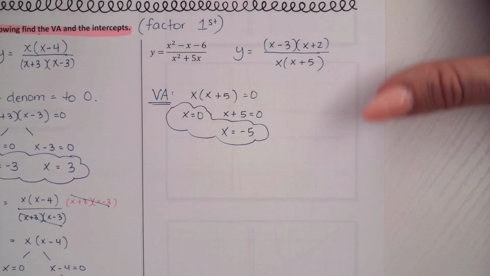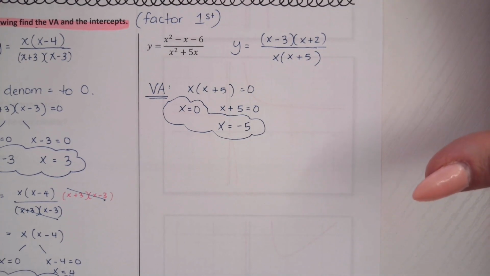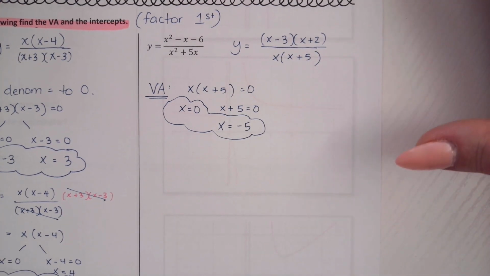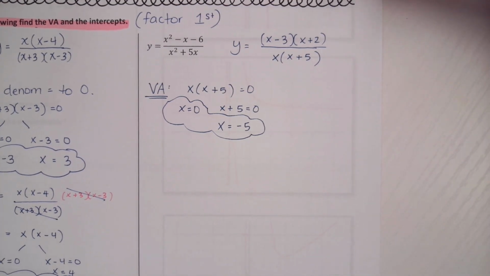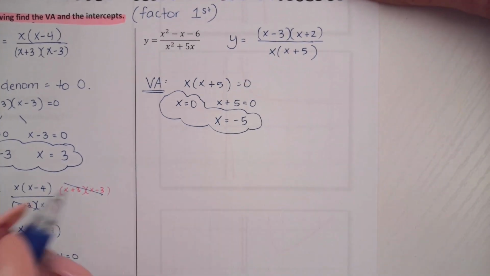So 0, and negative 5. Do I have to write them as points or do I write them as equations? Points. For a vertical asymptote? Remember, an asymptote's a line, equation. I know it's hard. There's so many of these, it's hard to keep clear sometimes.